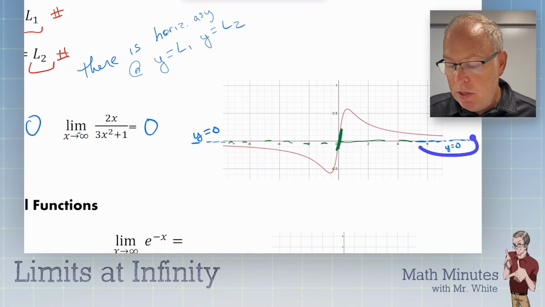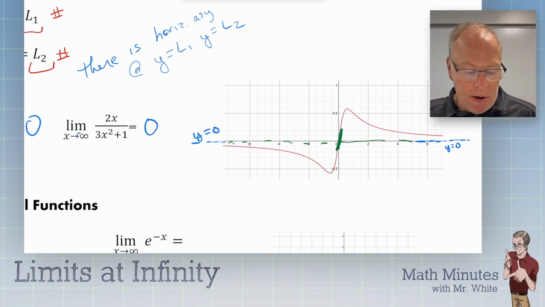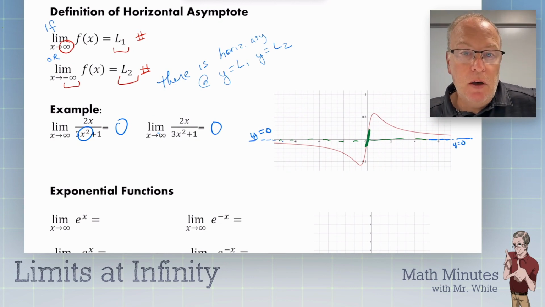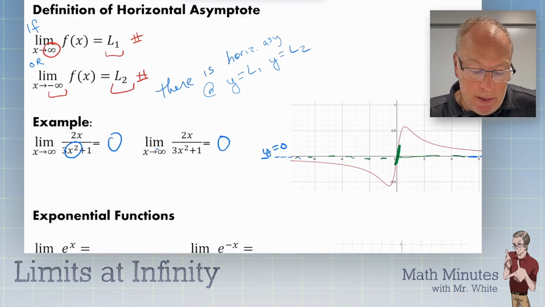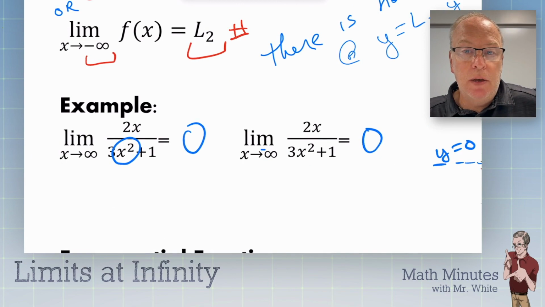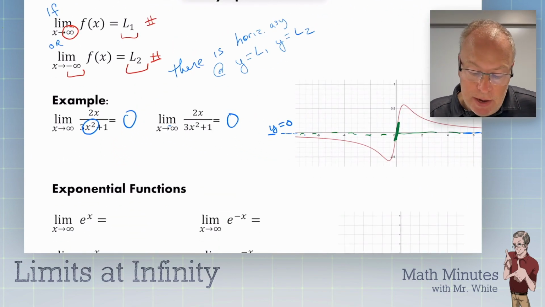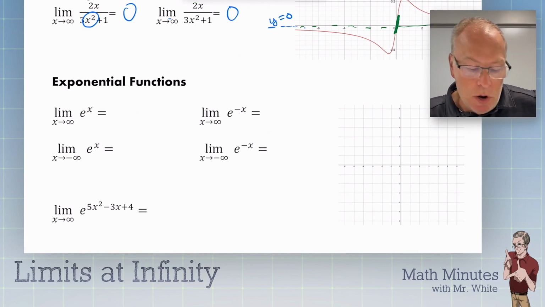It only matters what the function is doing on the far right and on the far left. All right, so there we go. We showed that there is definitely an asymptote on the left and the right at y equals 0 because those limits existed, because they were numbers. All right, so we're almost there. I have a couple things I still need to go through with you.